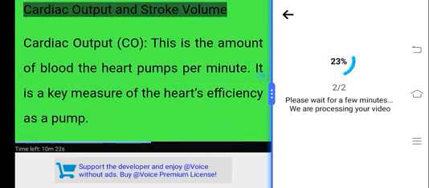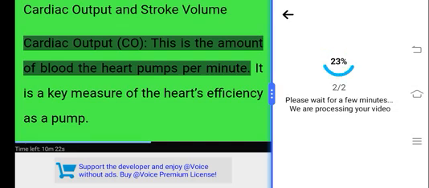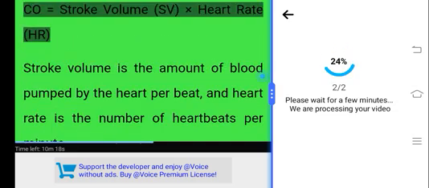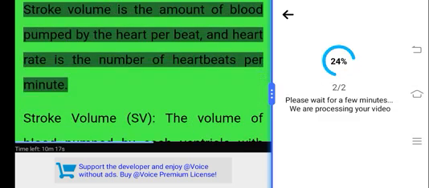Cardiac output and stroke volume. Cardiac output, CO. This is the amount of blood the heart pumps per minute. It is a key measure of the heart's efficiency as a pump. CO equals stroke volume, SV, times heart rate, HR. Stroke volume is the amount of blood pumped by the heart per beat, and heart rate is the number of heartbeats per minute.